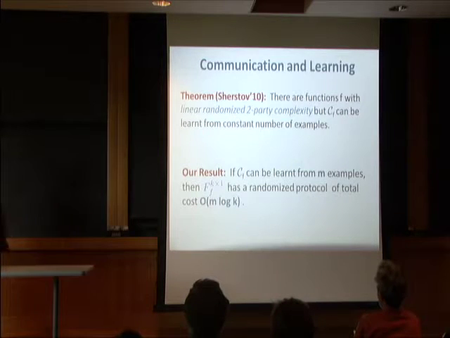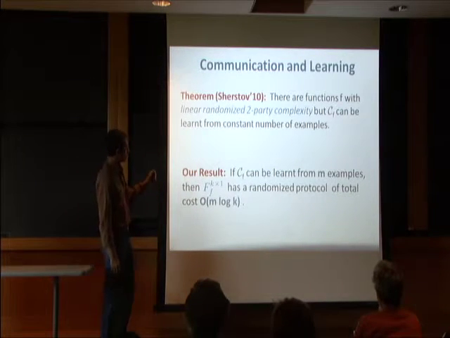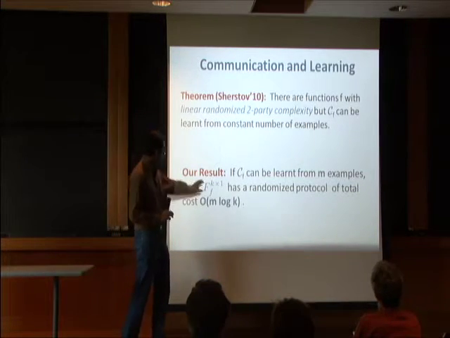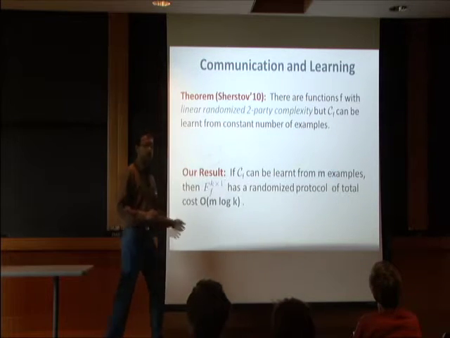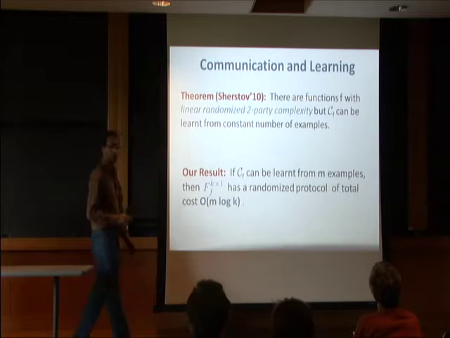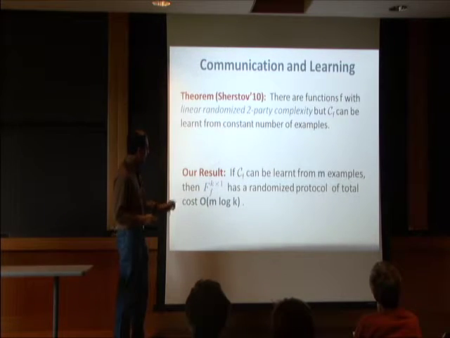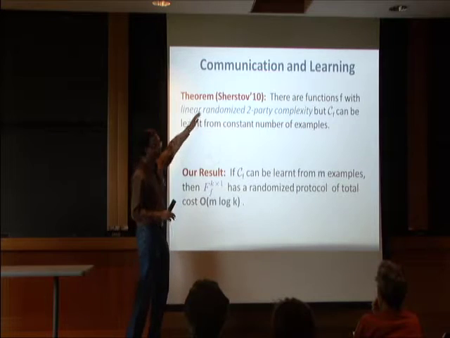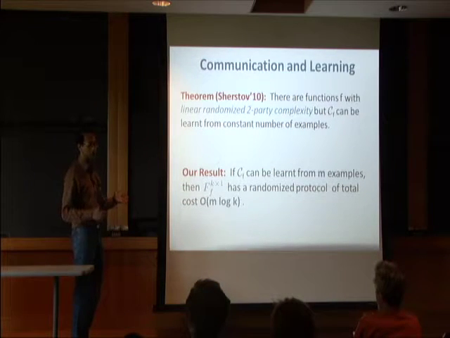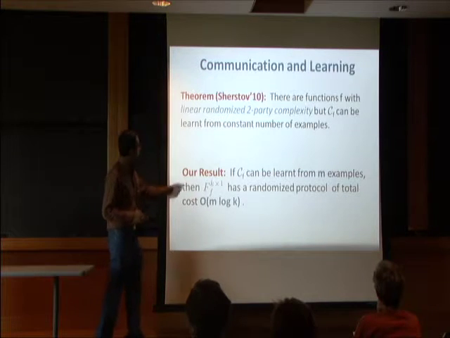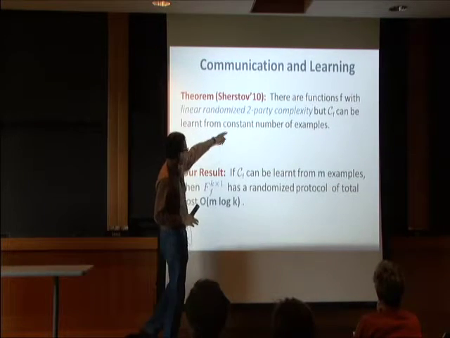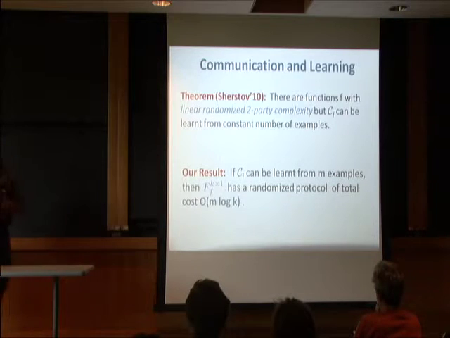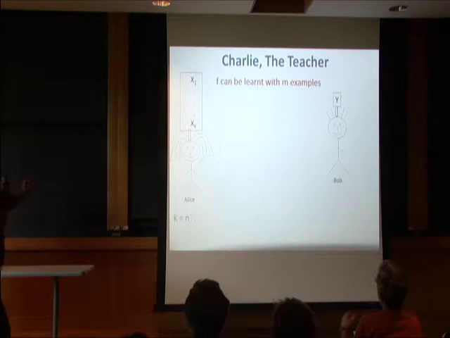Okay, so what we show is, on the other hand, that if the concept class C_F can be learned, let's say from m examples, and it's the same F here, then the corresponding three-player version of the problem induced from F has a randomized protocol of cost order m times log k. If you just plug in these two theorems, you see why what I was saying is true: choose an F from here which has linear randomized complexity, and it is learnable with a constant number of examples, so m is constant, so in order log k randomized protocol you can do it. And I will just quickly try to tell you, because it's very simple.